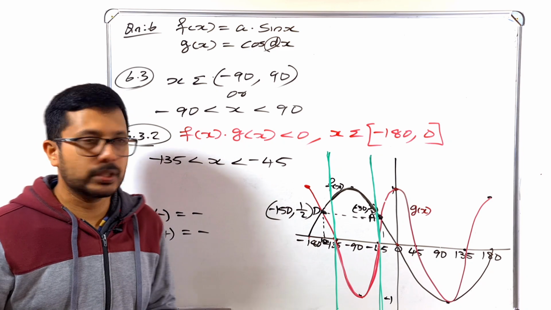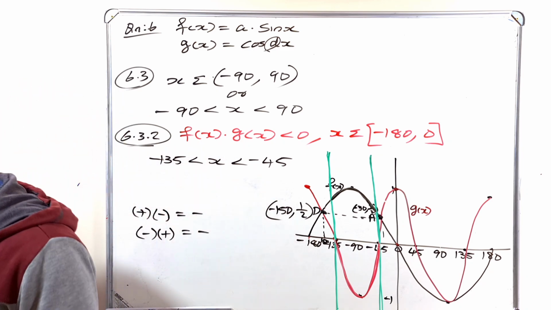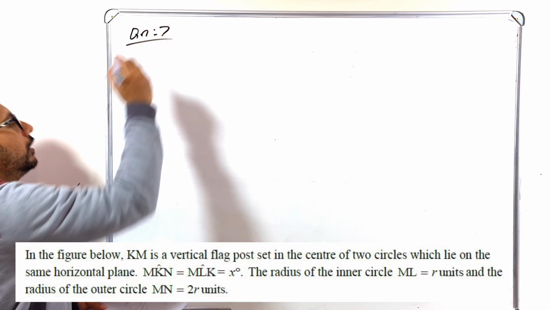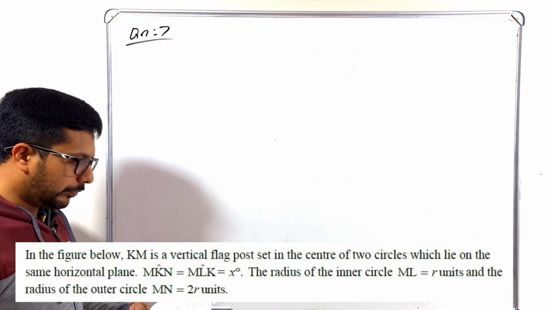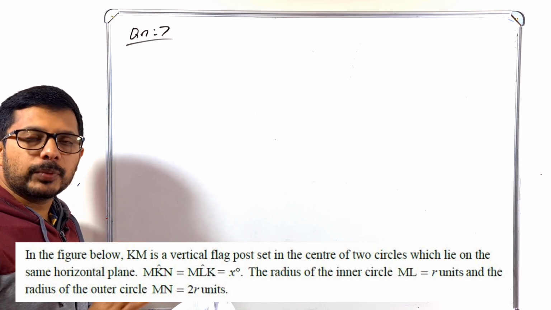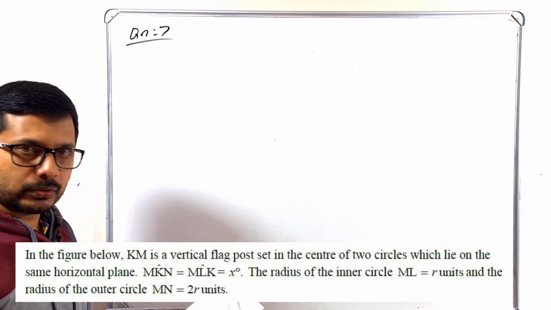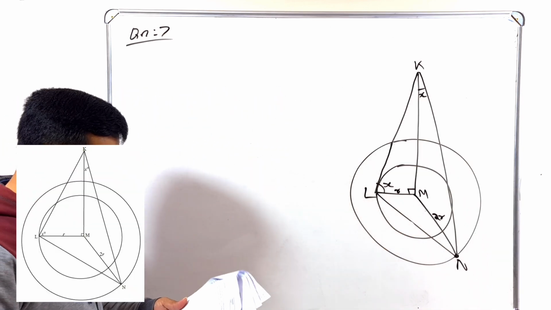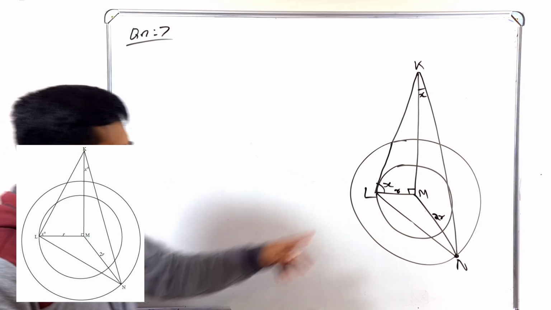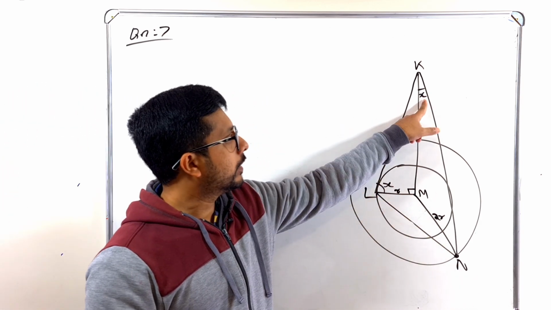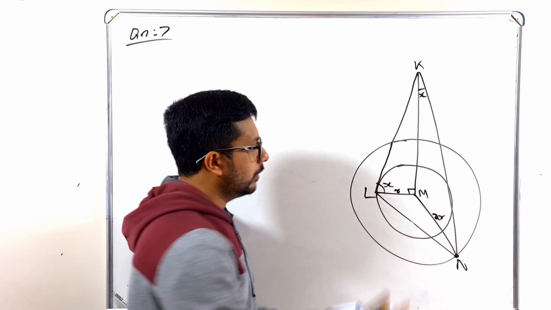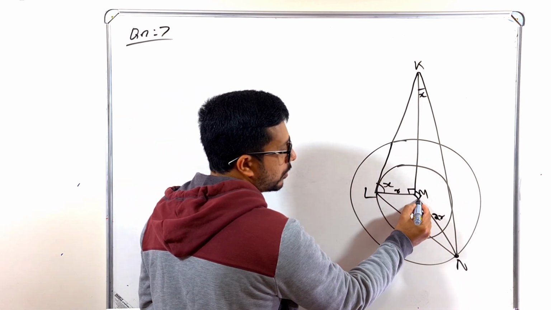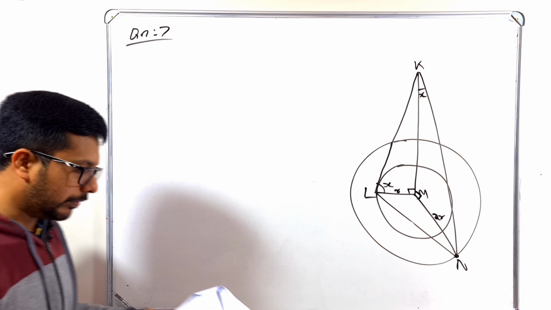Now let's move to the next question, question number 7. In the figure below, KM is a vertical flag pole. First let me draw that diagram, then after that I will explain based on that. So this is the given diagram. This is r, this is 2r, this angle is x, this angle is also x, and this one is 90 degrees. This is a vertical pole, so this angle is also supposed to be 90 degrees, even though it is not shown there.